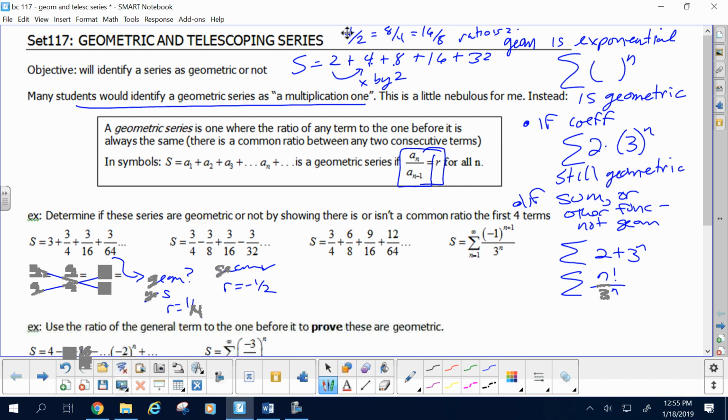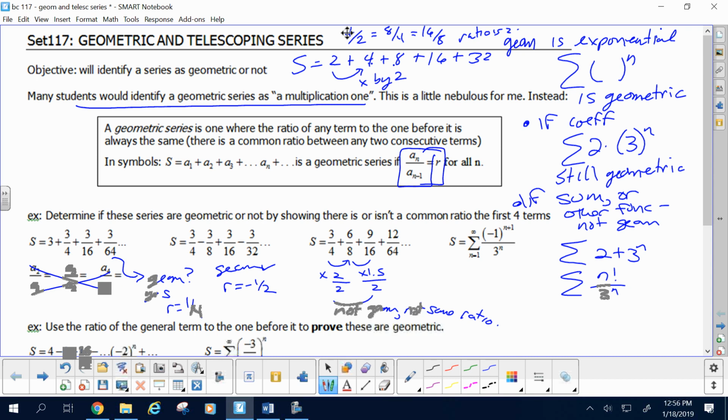What about the next one? What did you multiply the top by the first time? This is times 2 over 2, but this is times 1.5 over 2. That is not geometric because it's not the same ratio. Follow? All right, and then the last one.